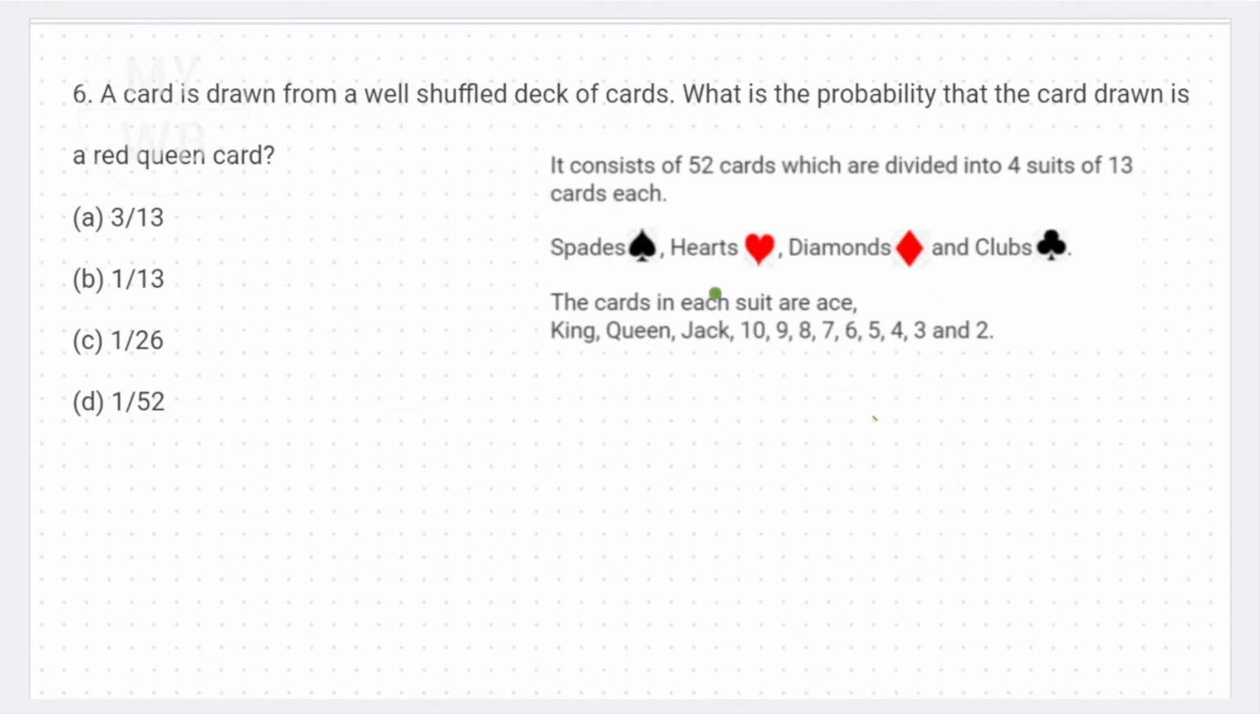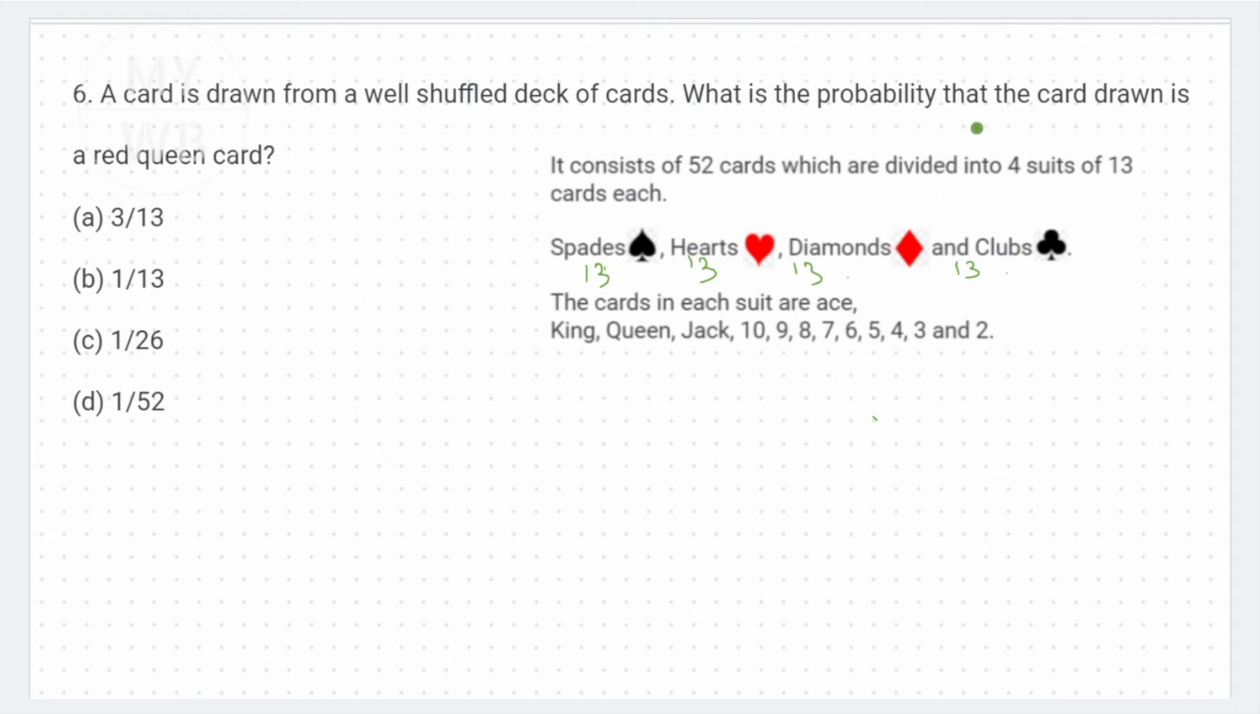A card is drawn from a well shuffled deck of cards. What is the probability that the card drawn is a red queen card? Now a pack of cards consists of 52 cards which are divided into 4 suits. The 4 suits are spade, hearts, diamonds and clubs, and each suit will have 13 cards. The cards in each suit are ace, king, queen, jack, 10, 9, 8, 7 all the way down to 2. So each suit will have 13 cards and total number of cards is 13 into 4, 52.